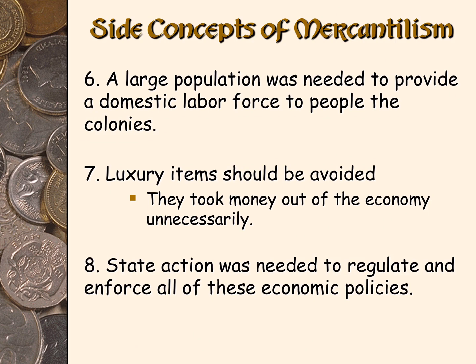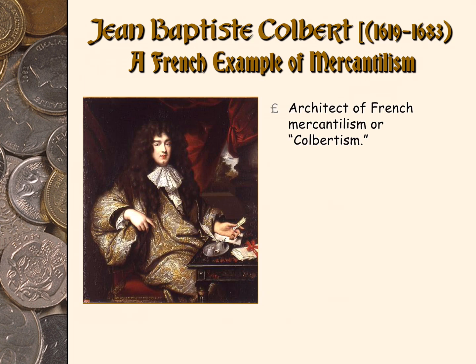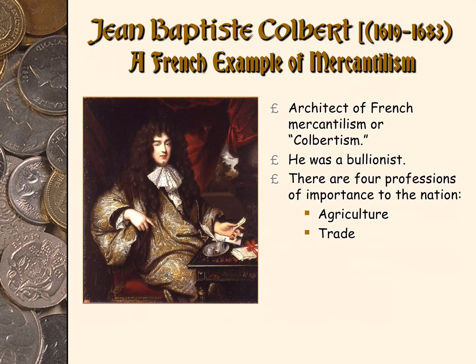State action was needed to regulate and enforce all policies. So you had trade monopolies like the East India Company and the Jamestown Tobacco Company and the Virginia Land Company. Now, this was promoted actually by a French economist named Jean-Baptiste Colbert. He lived in the 1600s and was very prominent in the mid-1600s. Mercantilism is also known as Colbertism because of him.